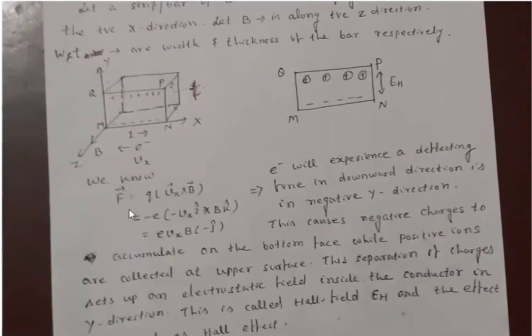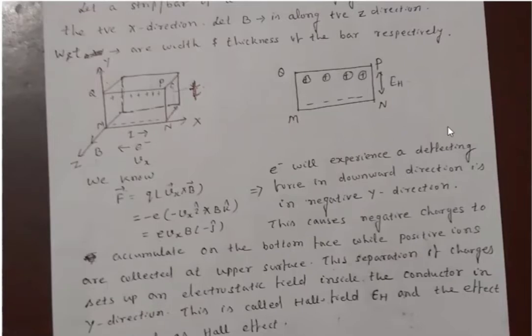So we know that the magnetic force Fm equals Q into Vx into B. Vx is the velocity of the electron. If the direction of the current is along the positive x-axis, then the electron will move along the negative x-axis. So when you put these values, for Q we put minus e because electron has negative charge. So Fm equals minus e, minus Vx i cap cross B k cap, because B is along the z axis. So you'll get e Vx B into j cap. That means the force of the magnetic field is along the negative y axis.